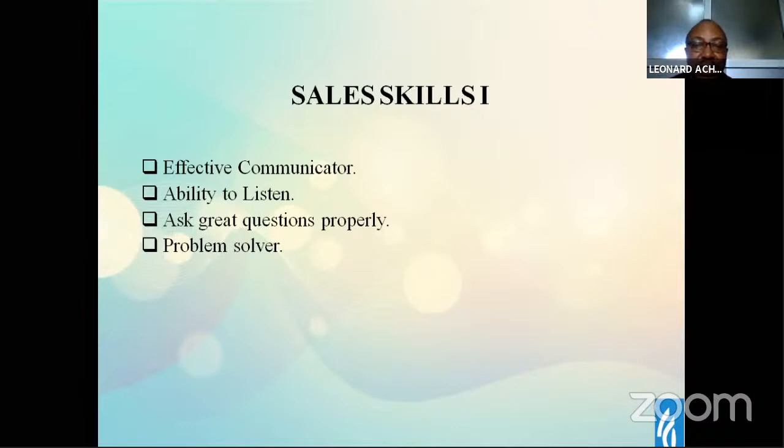Then you ask questions, probably, and try to be a problem solver. Don't go and engage your customer in argument, in quarrel, in fight, and at the end of the day, leave them dissatisfied. You must be a problem solver.